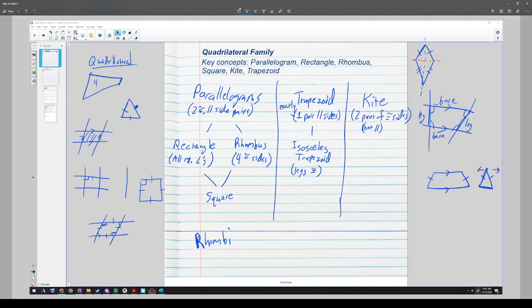All right, so that's our general quadrilateral family, and then we'll spend some time day by day going into each one of these specifically and talking more about their mathematical properties and how we can set up and solve problems with them.